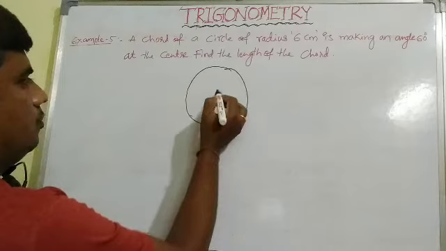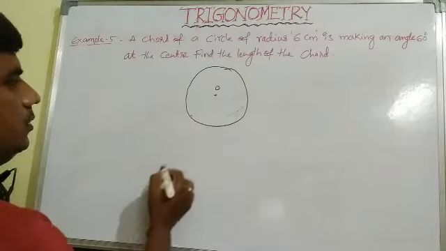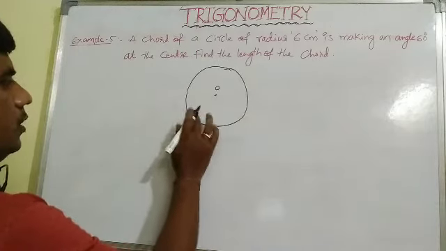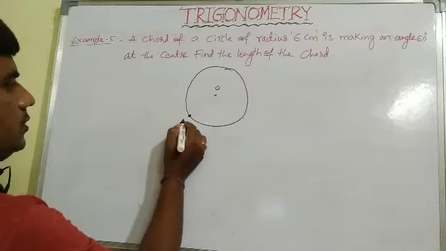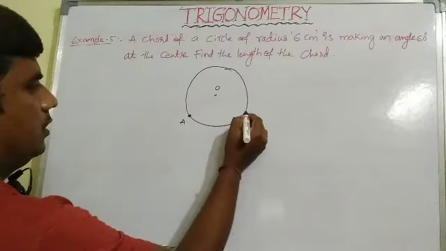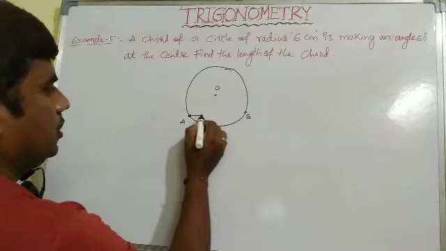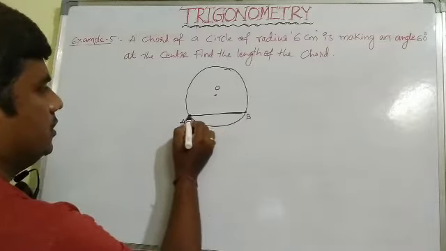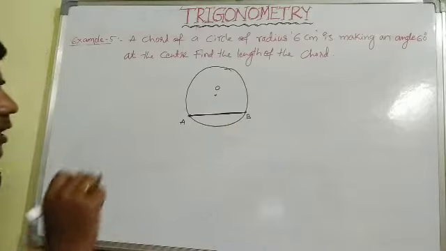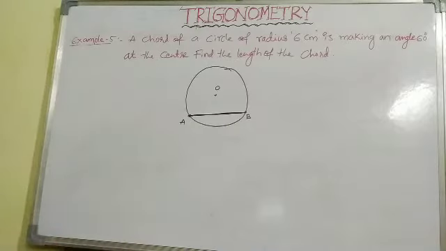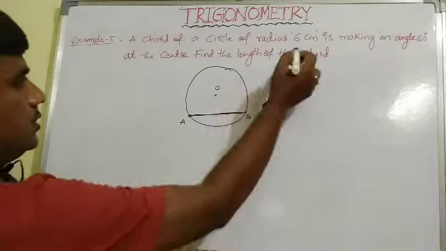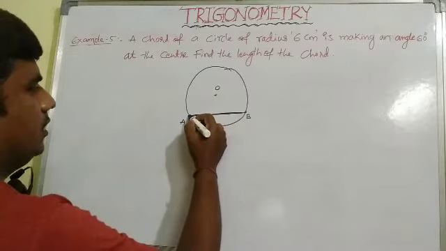Okay, O is the center of the circle. Now there are 2 points on the circle. Say for example this point is A and this point is B. Now the line joining these 2 points is called a chord. So AB is one chord. This chord makes a 60 degrees angle at the center.